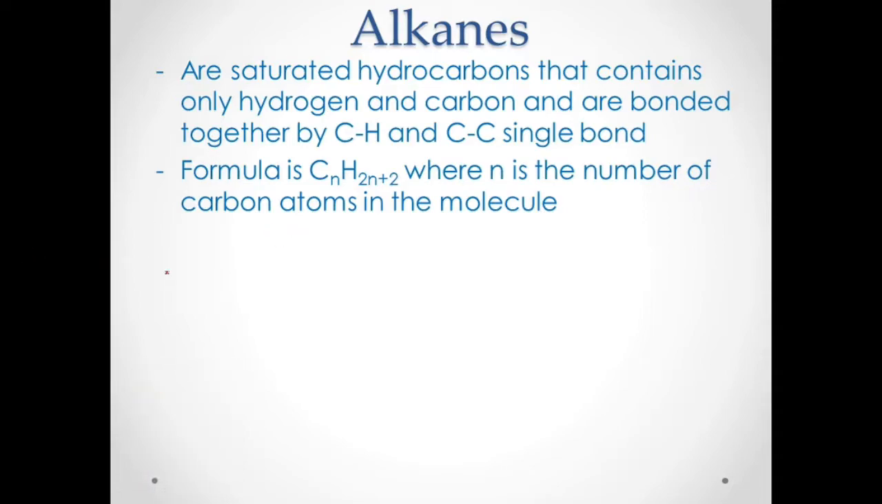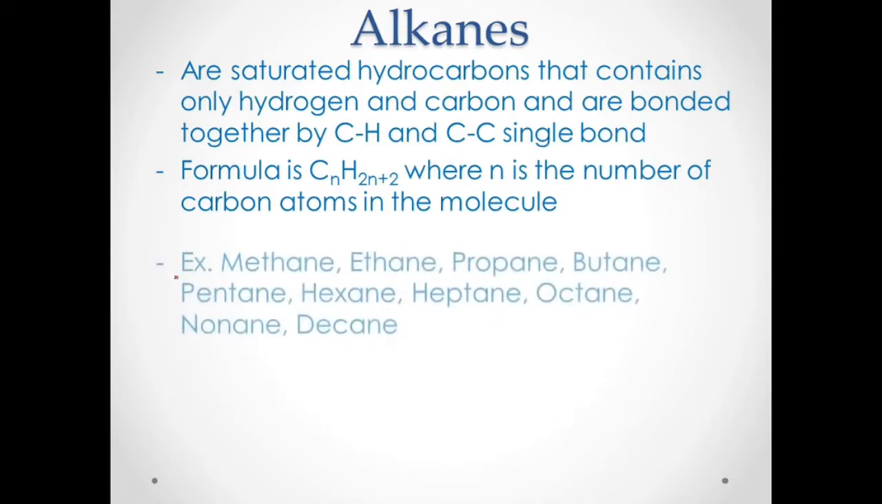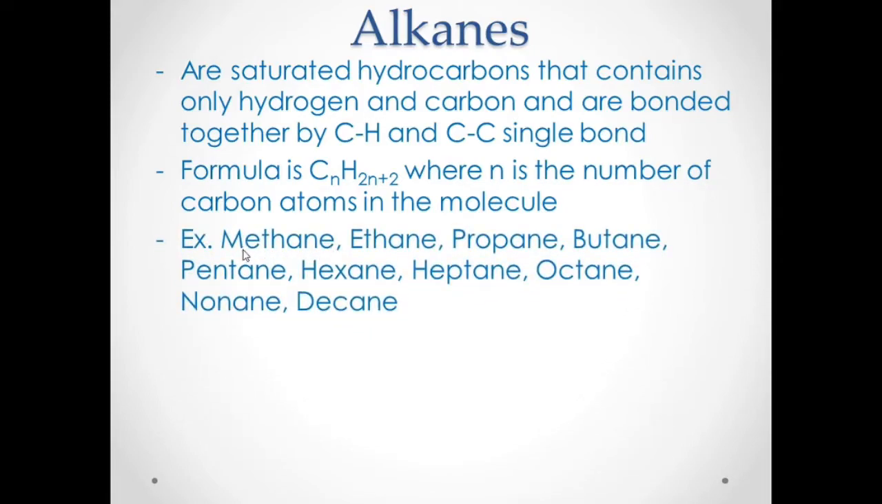So the simplest alkane is methane, which only contains one carbon. So if we are going to get the molecular formula for methane using this formula, CnH2n plus 2, therefore if methane contains only one carbon, what is the value for n? That would be equal to 1 because your n there is the number of carbon atoms. So methane is the simplest alkane where it contains only one carbon.